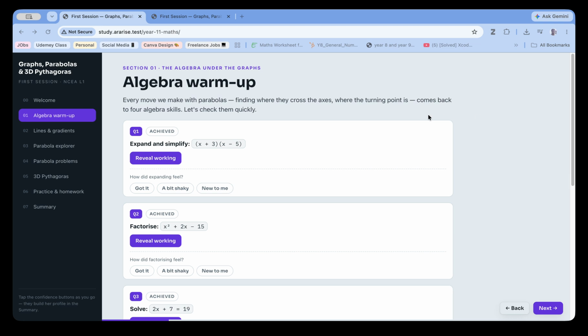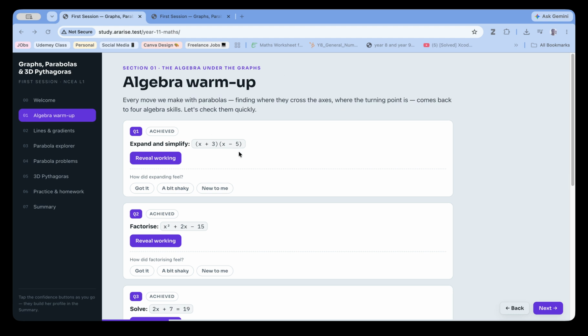Every single move we make with parabolas comes back to just 4 little algebra skills: expanding, factorizing, solving, and substituting. Nail these 4, and honestly, the rest of this topic just falls into place. So let's warm them up. First up, expanding. Expand and simplify.